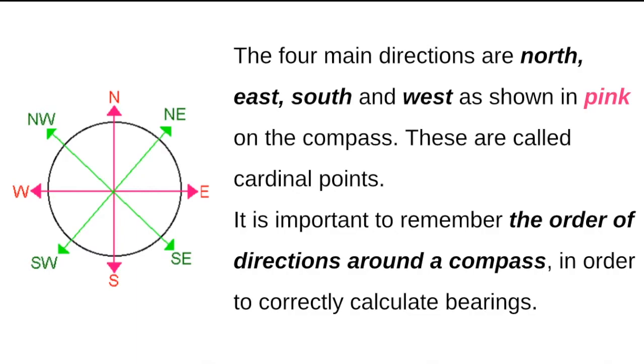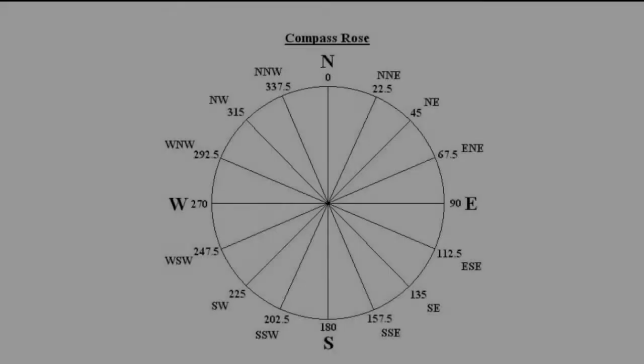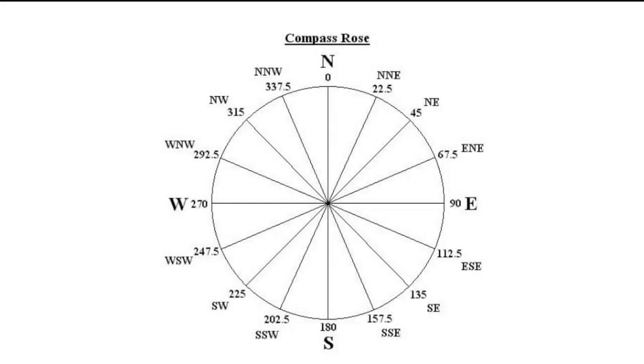It is important to remember the order of direction around a compass in order to correctly calculate bearings. Northeast, southeast, southwest, and northwest are points that provide more accuracy when referring to direction. To be even more accurate, we could use a 16-point compass. However, an issue arises when you want to identify the direction of a point precisely.